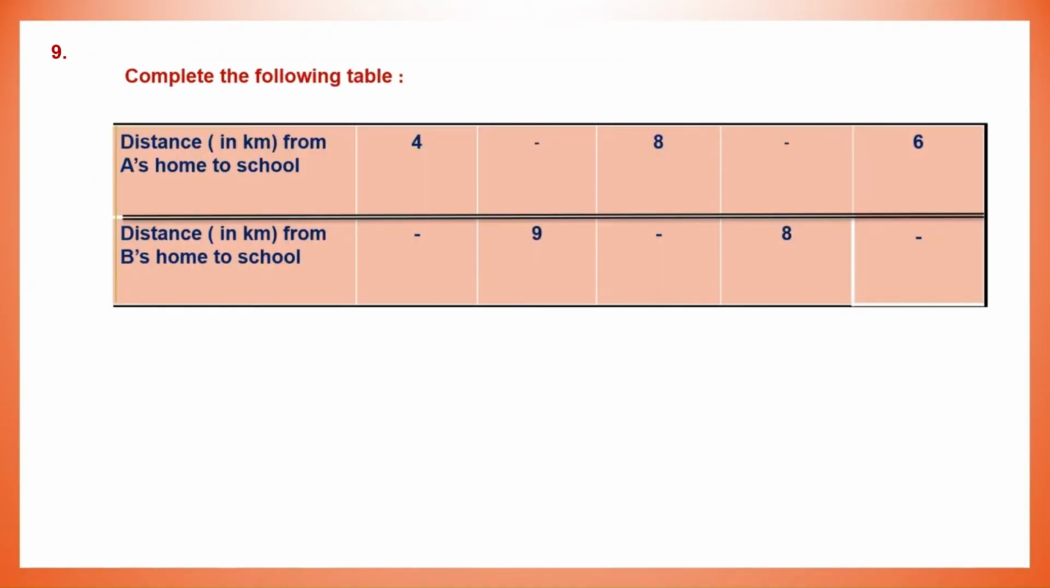Now there's one more part of this question. A table is given to us and we have to complete this table. The distance in kilometers from A's home is the first row, and in the second row we have the distance in kilometers from B's home to school. In certain rows we have numbers given, in certain others we don't, and we have to find out. So let's mark these as A, B, C, D and E, just for our convenience. In question A, the distance from A's home is given and B's home we have to find out. Okay, so let's do that.